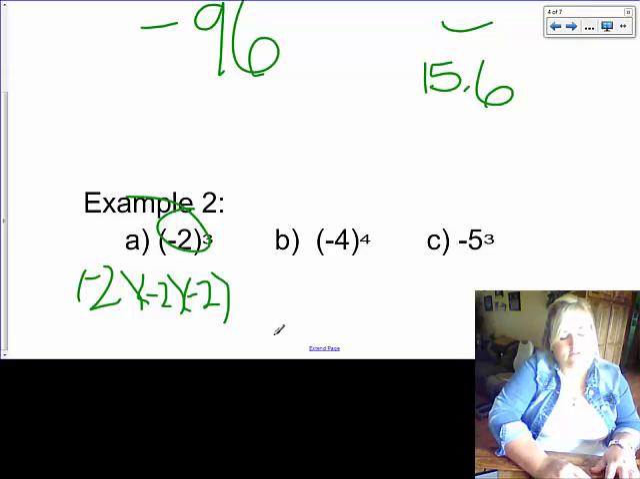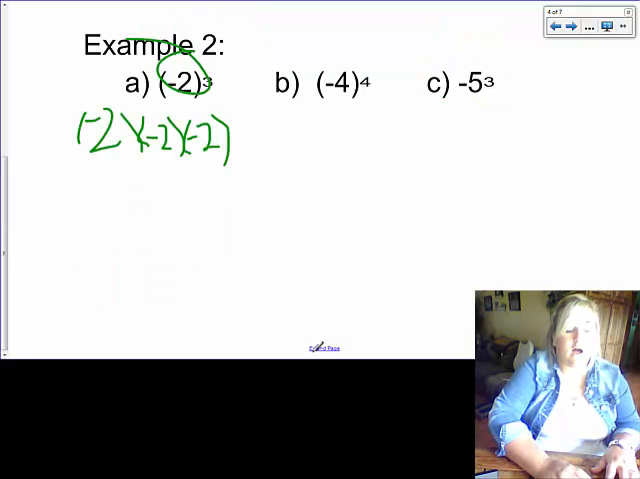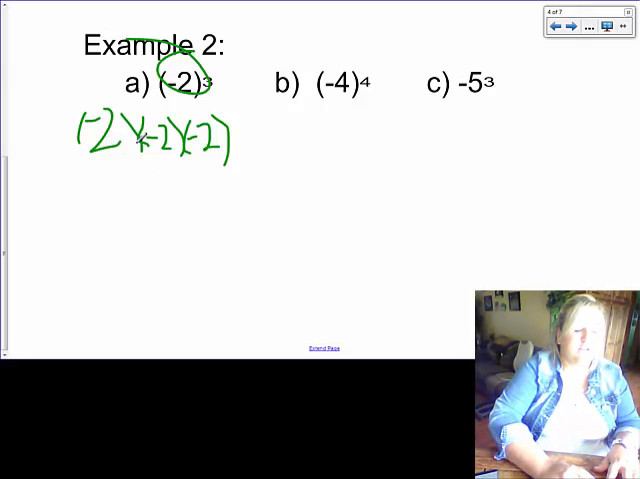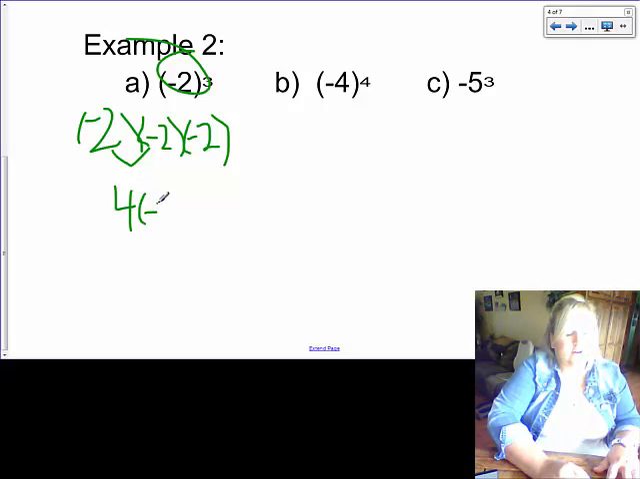So whenever I multiply these, I can only multiply two numbers at any given time. So I have a negative times a negative, which gives me a positive. So 2 times 2 is 4. And then I bring down what I haven't used, which is that last negative 2. So I now have a positive times a negative. Opposite signs gives me a negative. And 4 times 2 gives me 8.